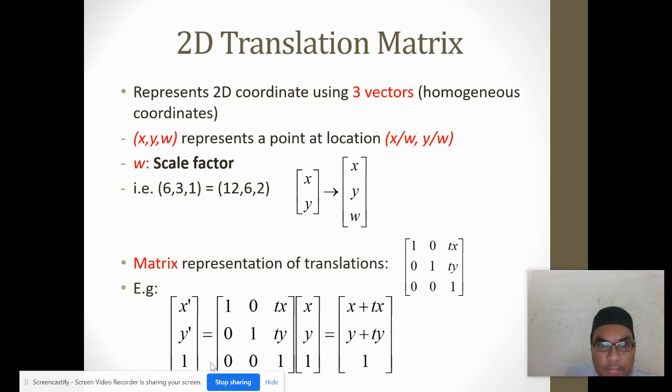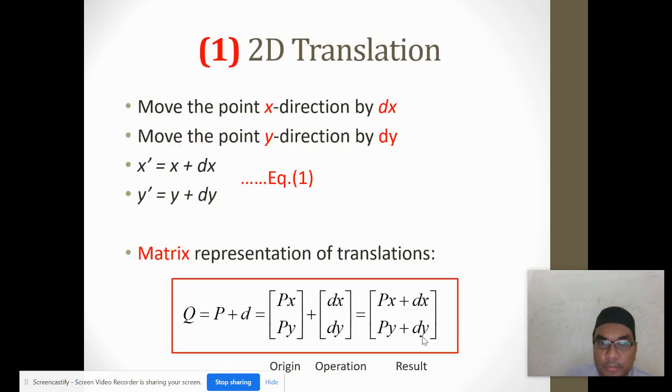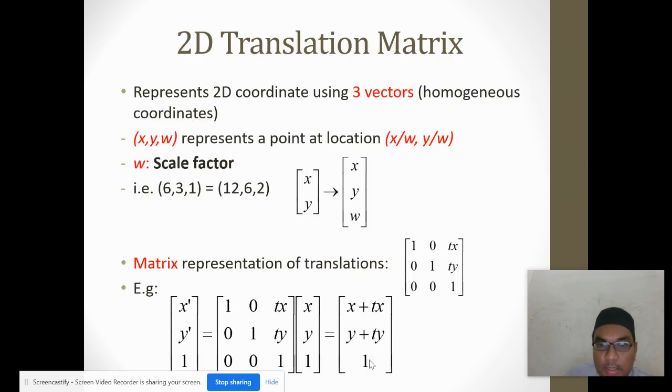For this basic one, with a scaling of 1, the result x dash and y dash from the original coordinate xy is just direct addition: x plus dx and y plus dy. We can also refer to equation number 1, x plus dx and y plus dy. Basically the scaling is 1, so it's the same thing as equation number 1.